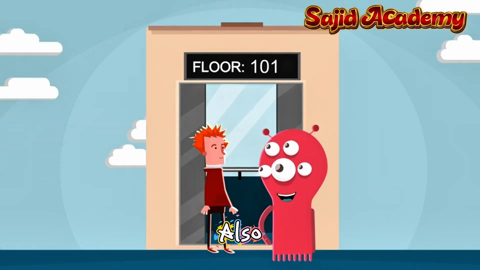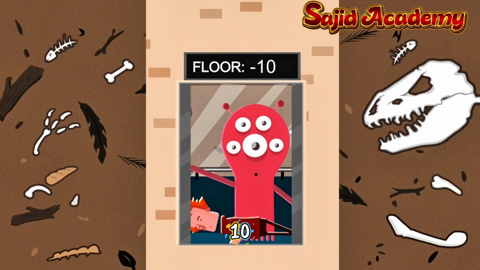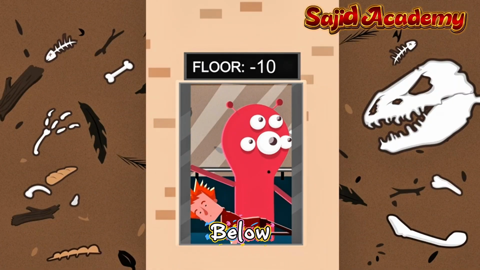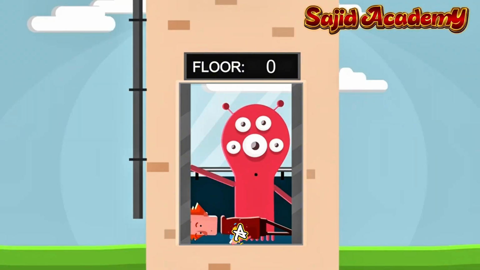Negative numbers also apply in buildings when you go below ground level. -10, that's 10 floors below ground level. That was a lucky escape.